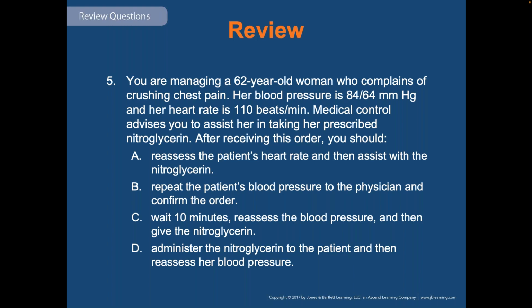So I see a lot of you guys are putting down D. So I see question med control. Absolutely. So the correct answer is B. Repeat the patient's blood pressure to the physician and confirm the order. The blood pressure being that low is actually contraindicated for administering nitroglycerin because they're hypotensive, right? So if they give you an order, they may have not heard. They may have heard 184/64 versus 84. So repeat that blood pressure if they tell you that.